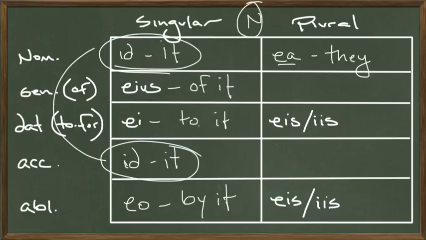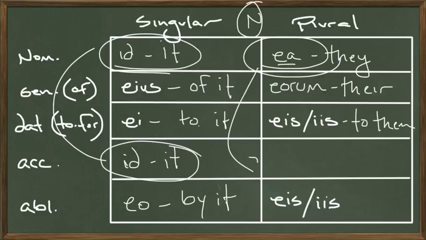The plural genitive is just like the masculine. Eorum. Their. The plural dative is just like the masculine, feminine, and neuter. To them. And again, I told you whatever happens in the nominative also happens in the accusative when you're dealing with neuters. So, ea in the nominative, ea in the accusative. It just means something different, and again, you have to use context. Ea here means them. And then eis, by them.